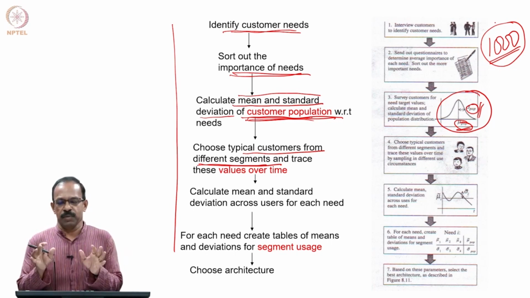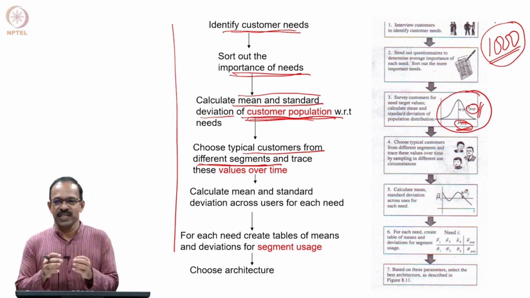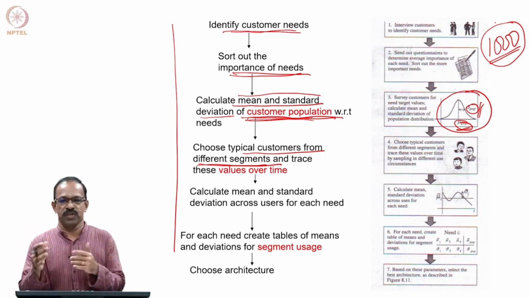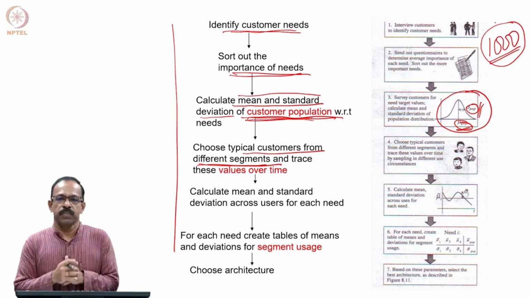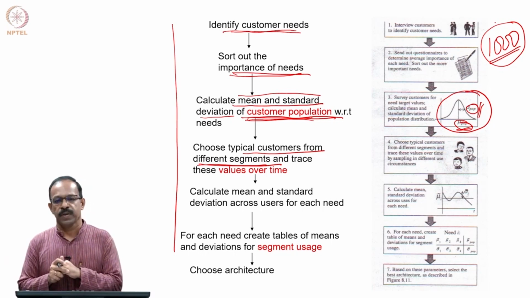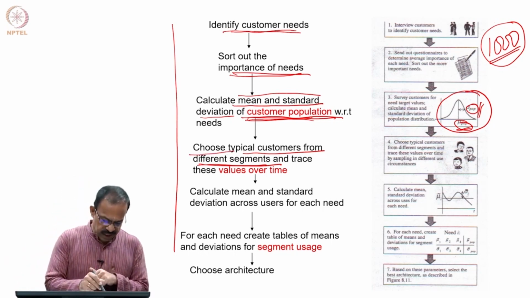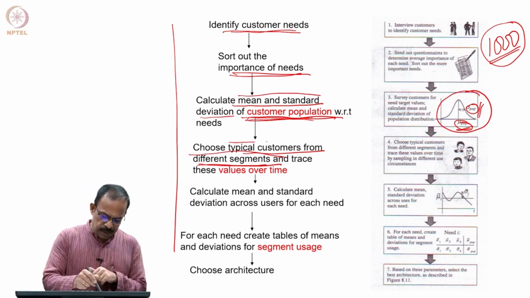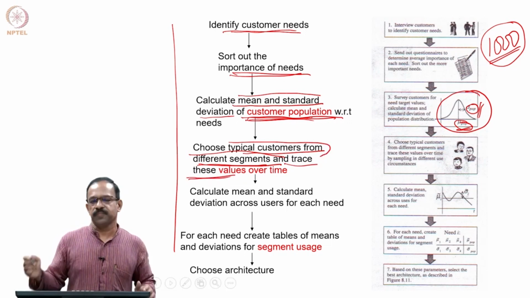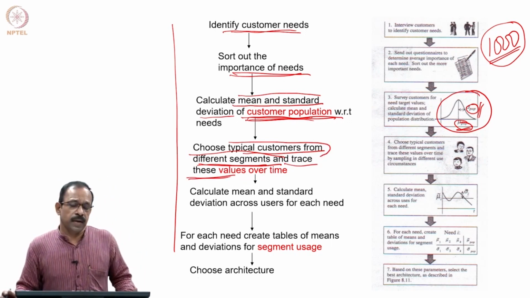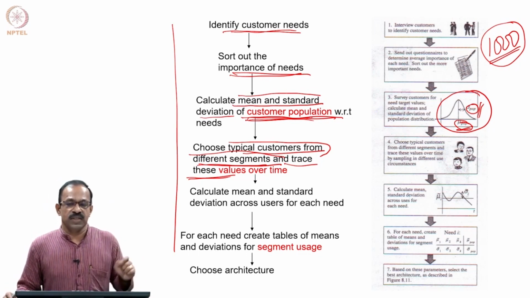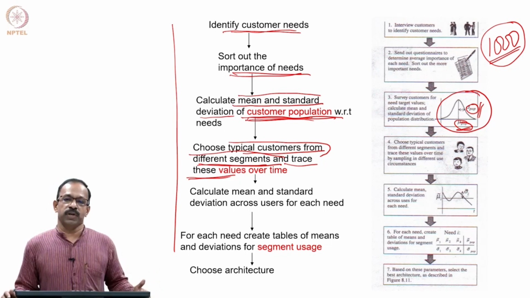You need to identify the segments based on how much affinity they have within that group and how much they differ from the other groups. If there is a lot of difference between these two groups, then we make them 2 segments or 3 segments, depending on the number of segments that you can identify. So, try to identify segments and then choose typical customers from these segments and trace these values over a period of time. This is a bit tricky because you want to know how these customers within the segment change their preferences over a period of time.